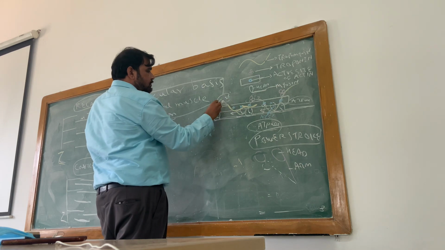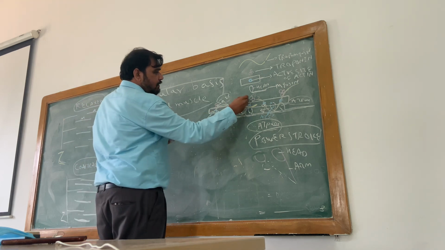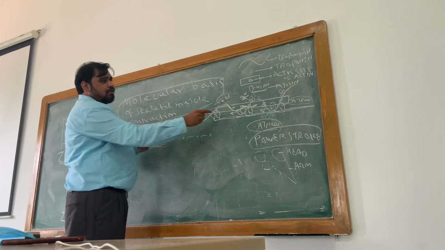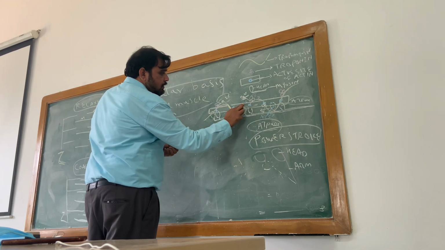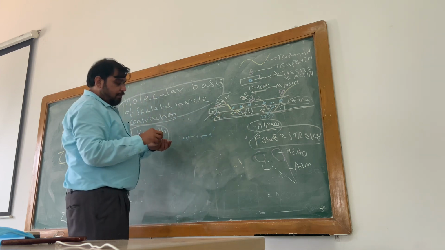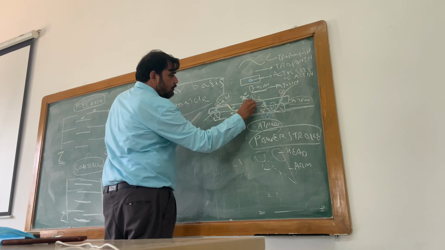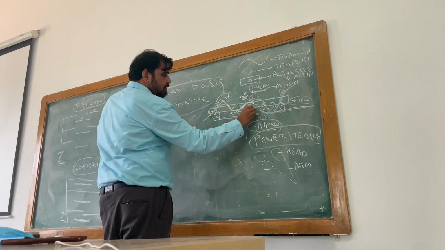Calcium comes and binds with troponin C. I have mentioned ITC. So calcium will bind with troponin C. So what happens once calcium binds with troponin C? This tropomyosin will be unplugged. This tropomyosin will be going above. So now carefully watch what happens.